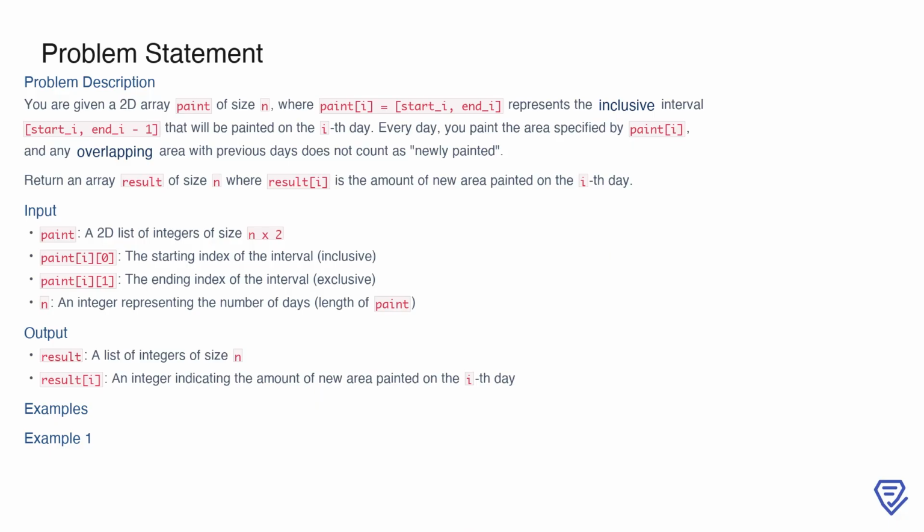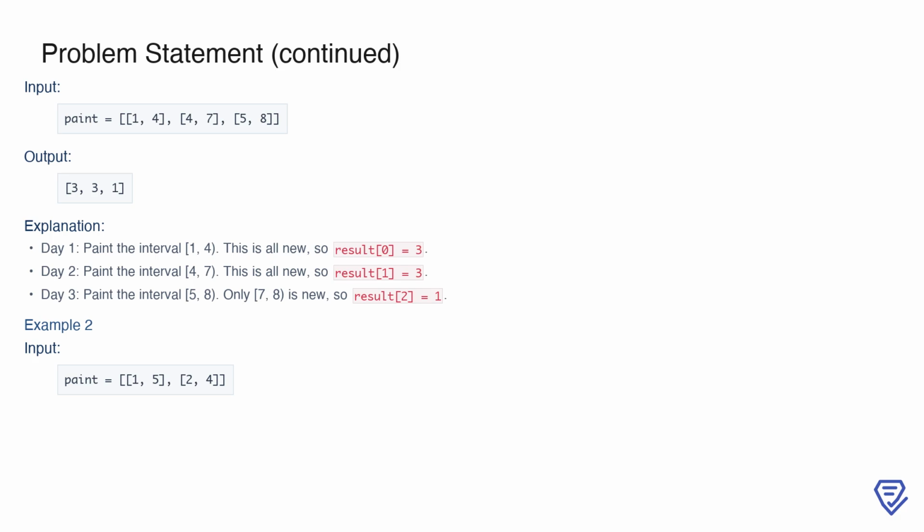Your task is to return an array result, where each element represents the amount of new area painted on the corresponding day. We'll also need to consider the constraints carefully, ensuring the solution is efficient for up to 100,000 days of painting. Let's look at an example to clarify the problem.